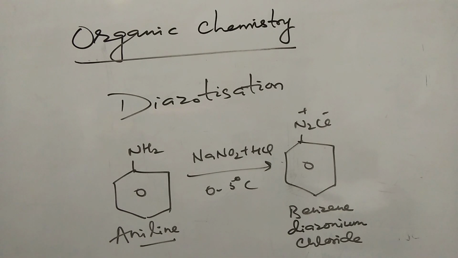Coming to diazotization, it is the reaction in which aniline gets converted into benzene diazonium chloride when it is treated with sodium nitrite and HCl at 0 to 5 degree or 273 to 278 Kelvin. This reaction is called diazotization. So the conversion of primary aromatic amines into diazonium salt is called diazotization.